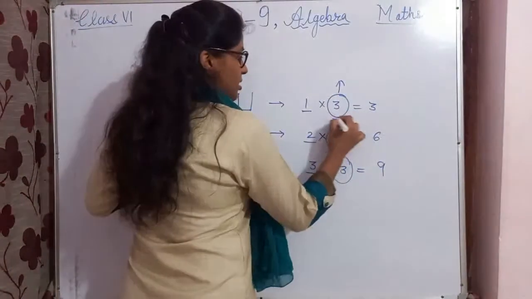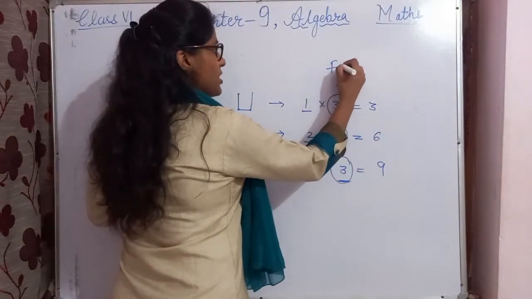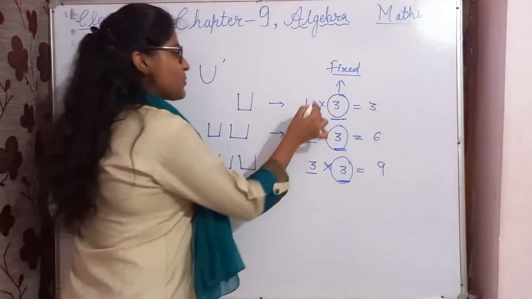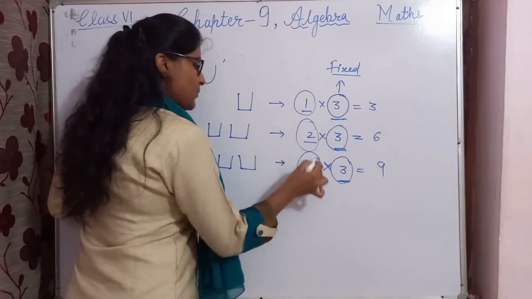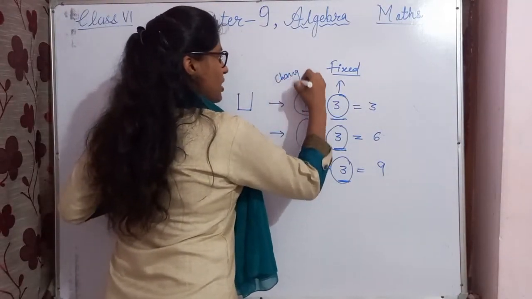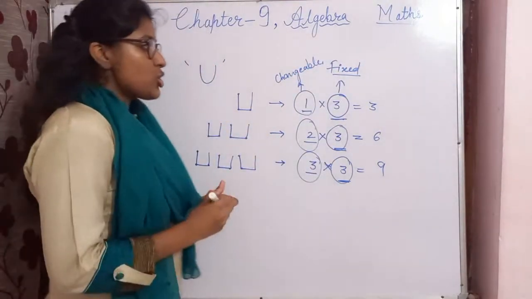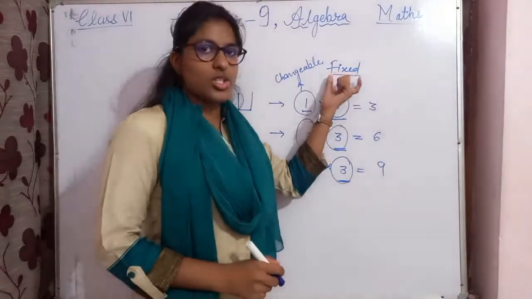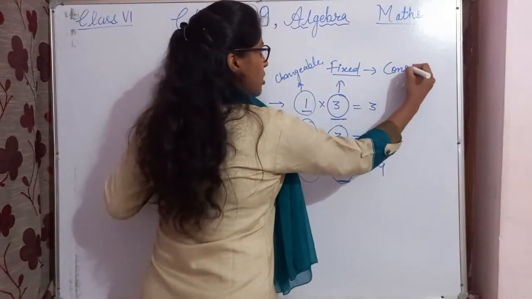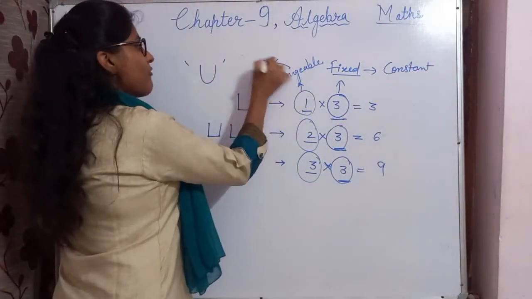So in each term, this place is fixed. What is this? Which nature is this? Fixed nature. And you can see, as per our situation, we are changing these place values. So it is changeable. We are changing it, so it is changeable. Okay? So the term which is fixed in nature is known as constant, and which is changeable in nature is known as variable.